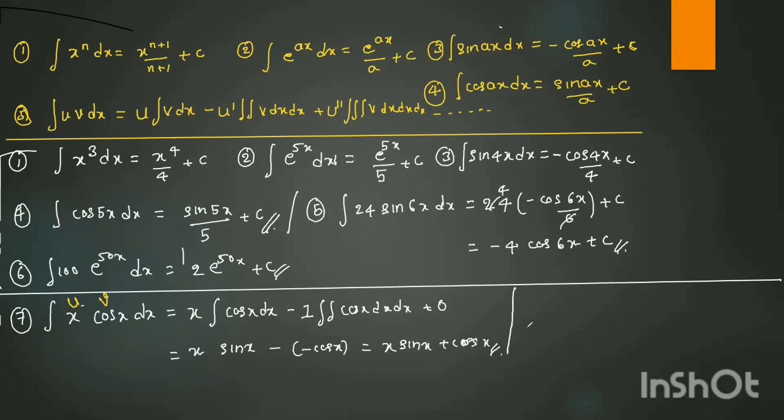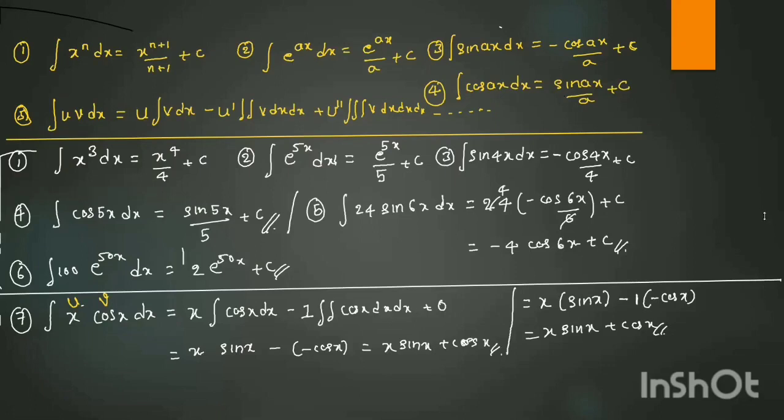Otherwise, I could explain like this. If you did not understand that, keep u as it is, and integration of cos x is sin x. Minus differentiation of x is 1. See, double integration of cos x means integrate the previous term. Previous term integration is cos x. Hmm, so the answer is x sin x plus cos x. I hope all of you understood.